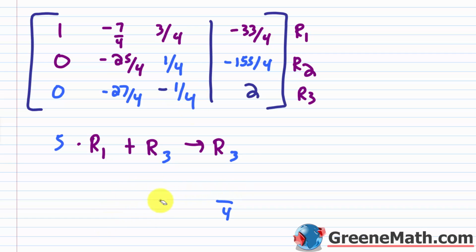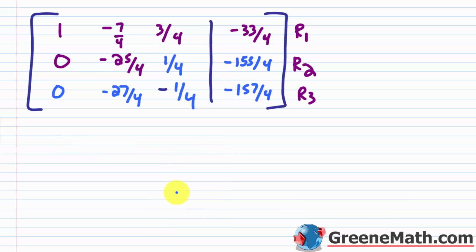And then lastly, what I want to do is multiply 5 by negative 33 fourths. So negative 33 fourths times 5. That's going to give me negative 165. So negative 165 over 4. And then plus 2. Again, I'm going to write that as 8 over 4. So negative 165 plus 8 is negative 157. So this is negative 157 over 4. And let's move on now.